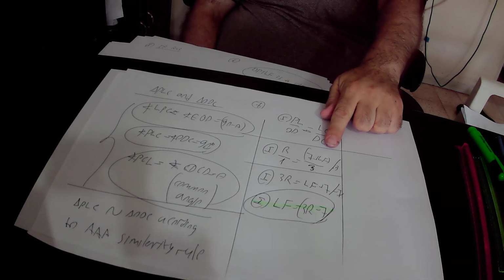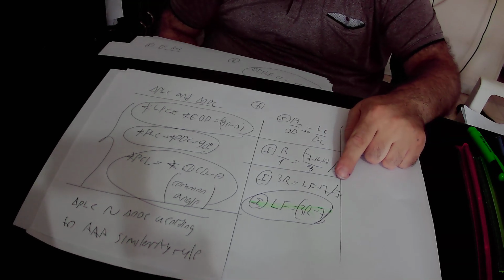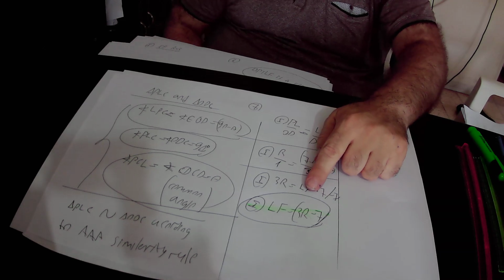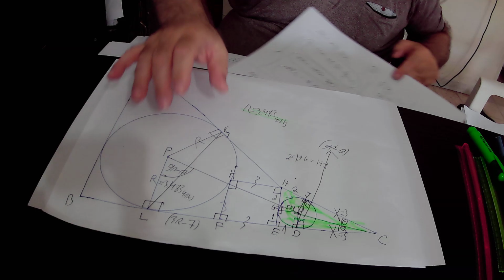We multiply equation number 1 by 3, and found out that 3R equals LF plus 7. We subtracted 7 from this equation and found out that LF equals 3R minus 7. So you can write down that LF equals 3R minus 7.